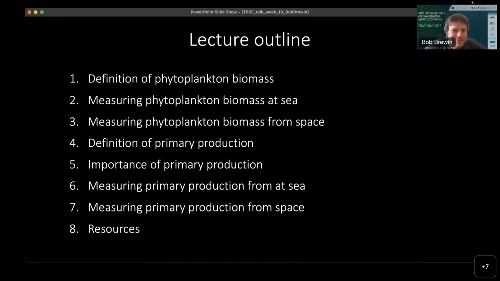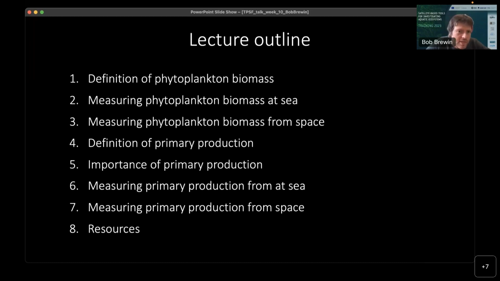Okay, so the outline of this lecture, I'm going to keep it fairly simple because I'm a fairly simple guy, I guess. But I'm going to start by really talking first about phytoplankton biomass. Excuse me, I'm just going to shut my window because I've got a little bit of noise coming through from outside. There we go. Okay, so I'm going to talk about phytoplankton biomass and define what that is. How we measure that at sea and how we measure it from space, which will link back to a number of other modules in this training course.